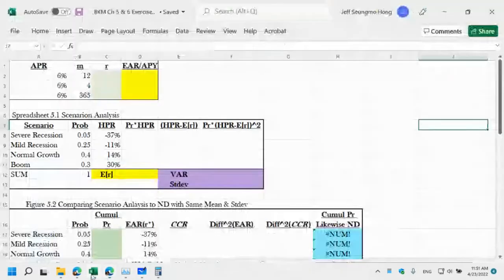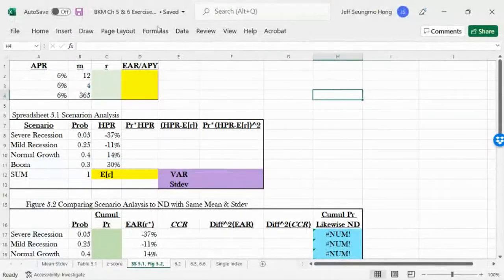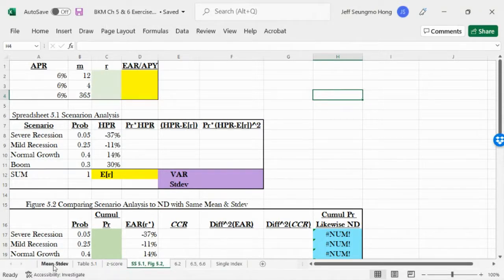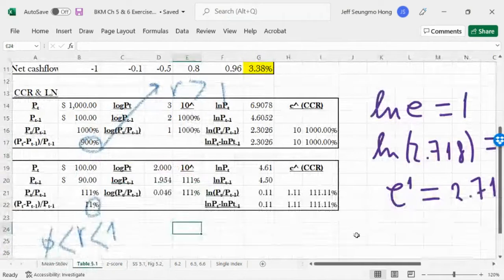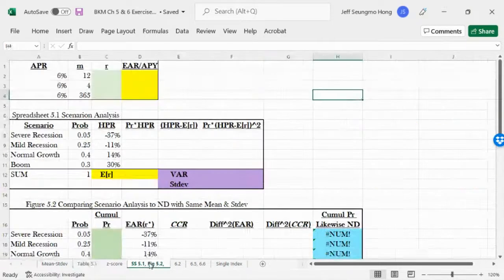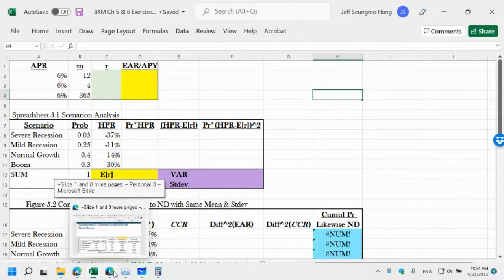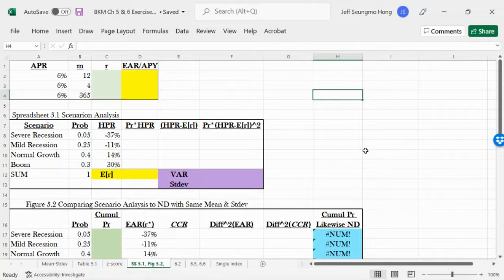So let's do this. The same file, chapter 5 and 6 exercises. If you did this already, you have that file down there. Click this bottom tab, SS5.1, figure 5.2. Okay, is everyone there?